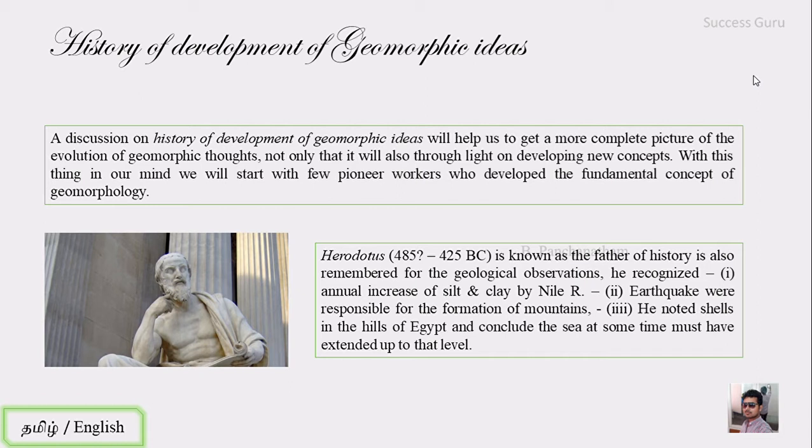To begin with, the very first one who started understanding the concept of geomorphology is Herodotus. The time period may be a bit confusing, maybe 485 to 425 BC. He is known as the father of history. He is also remembered for his geological observations.